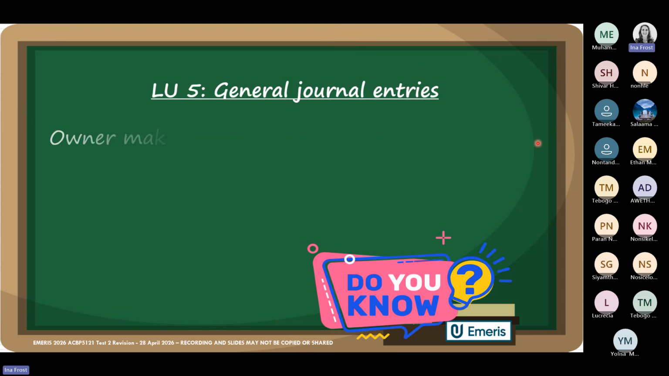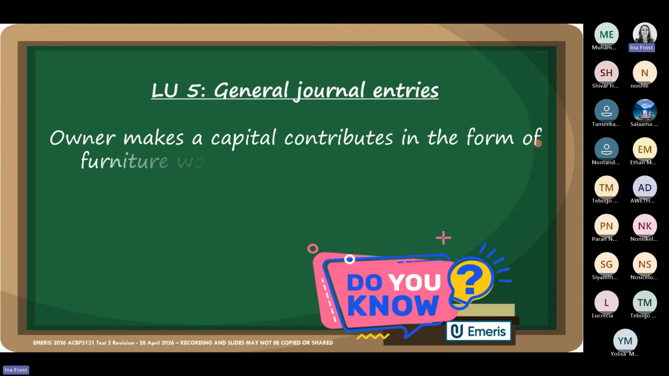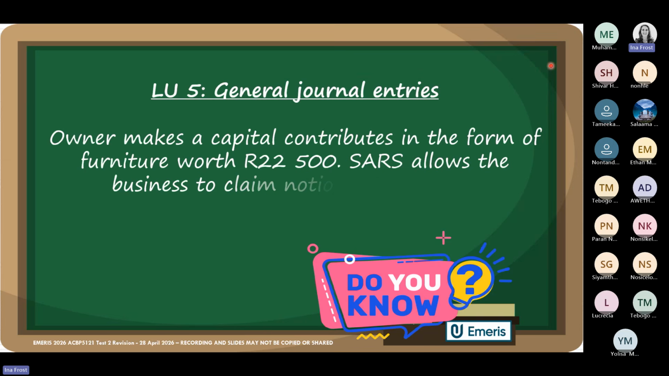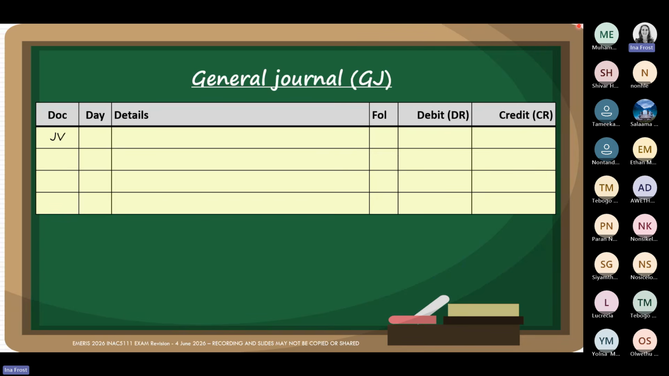So let's take an example now, and then we see how we go about creating the general journal entry for a particular transaction. In this transaction, our owner makes a capital contribution in the form of furniture, and the receiver of revenue, or SARS, says yes, we can claim the input VAT. So we now need to record this transaction in our general journal.